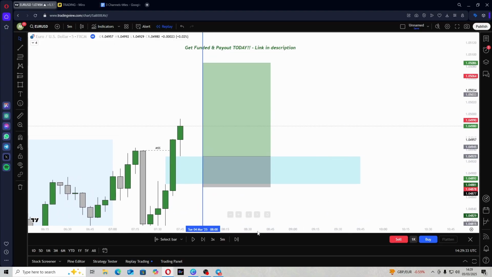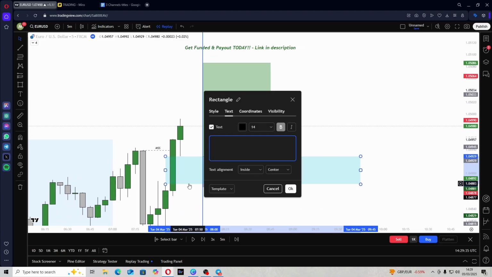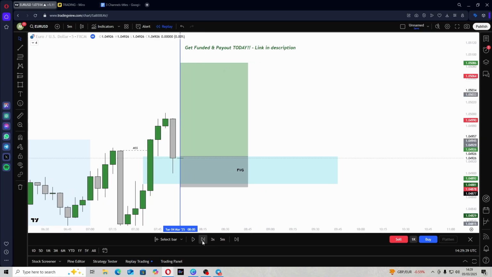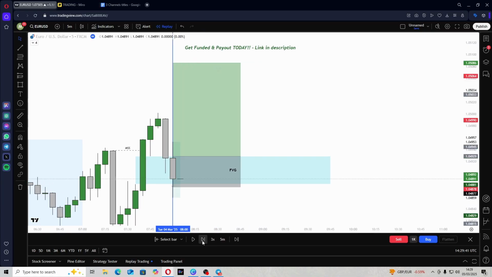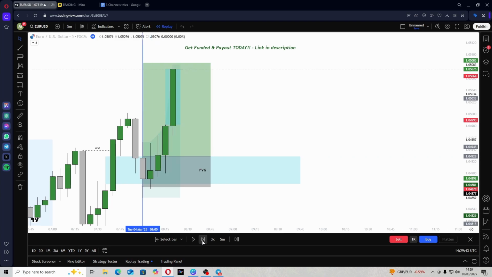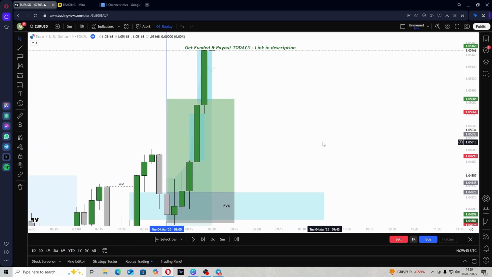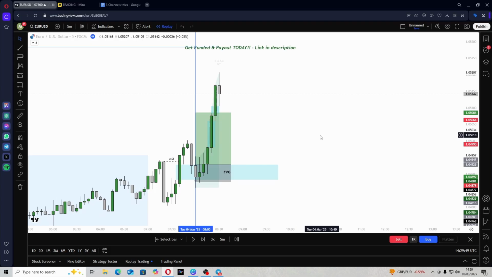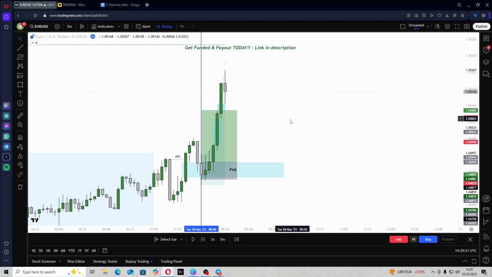Once this is all done, let me just mark this out as a FVG. What I'm going to be doing now is playing price forward. You're going to see how it's just entered right there. We've entered our trade, and it's completely going towards the upside and smashing take profit. You can see this strategy works so well, and it just works every single time. If you start using the strategy, you will see profits every single day.